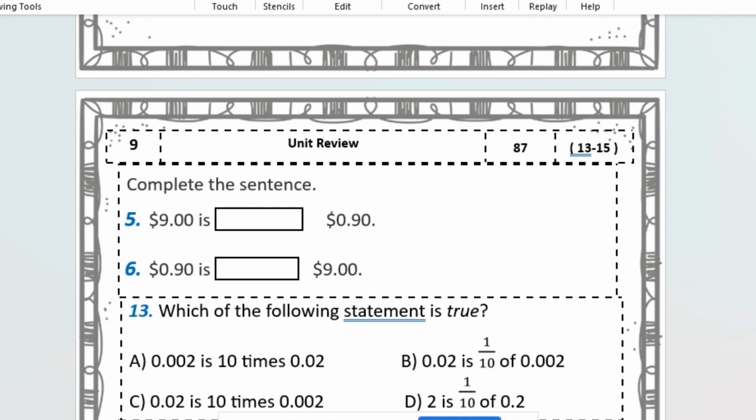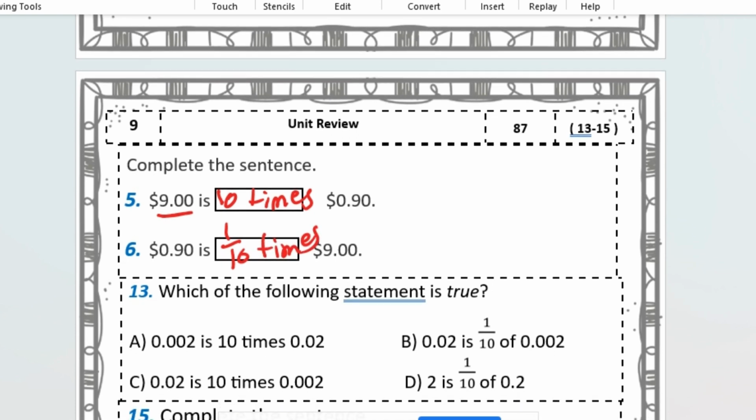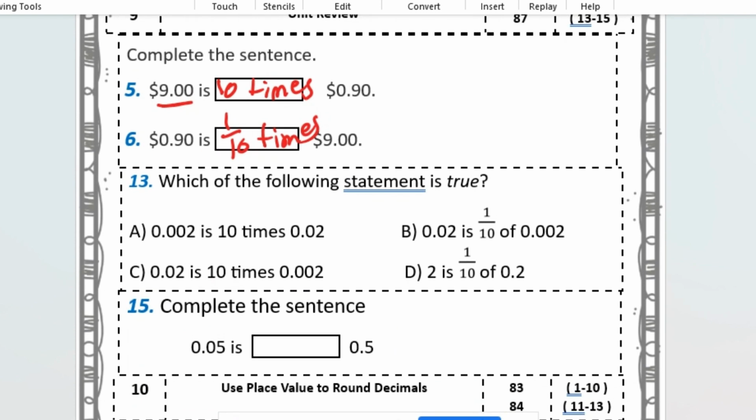Now complete the sentence. $9 is 10 times, of course. These questions are pretty straightforward. And 90 cents is 1 out of 10 times. I don't think these questions need explaining because they're pretty straightforward. Now let's move on to question 13.